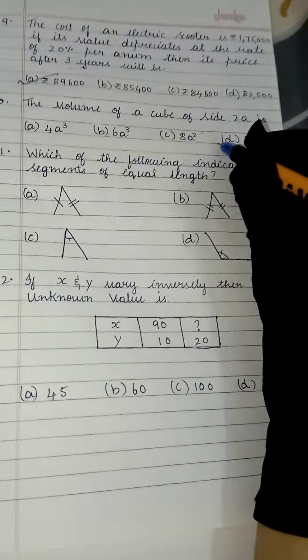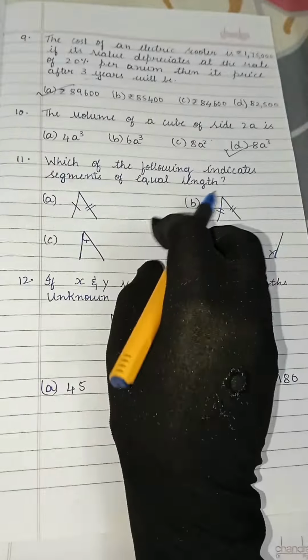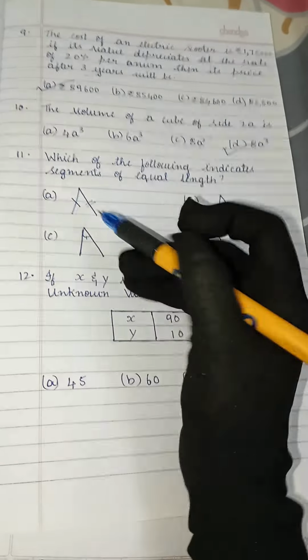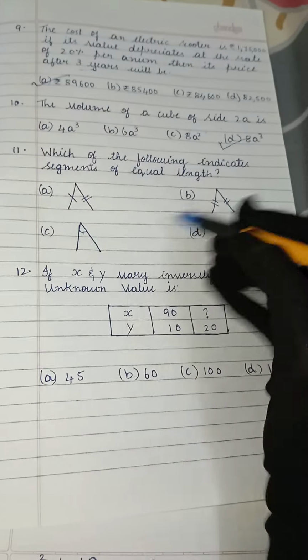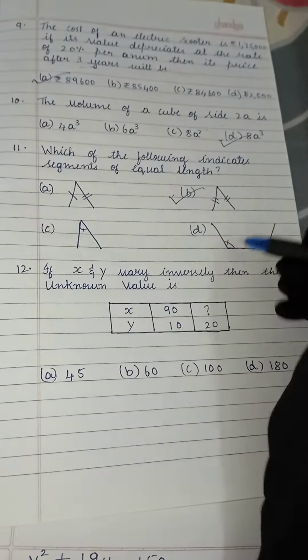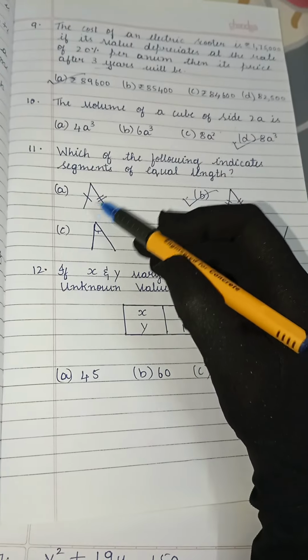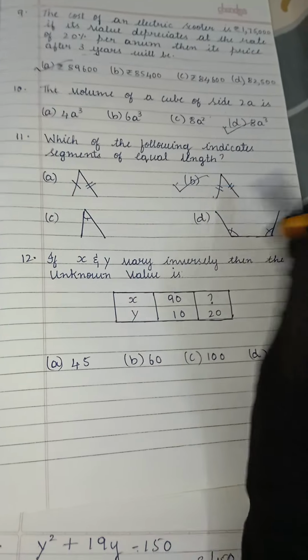We'll mark option D here. Which of the following indicates segments of equal length? See, which is equal here? Obviously this one. See, this is equal. Here angles are equal. Here it is not equal. This is the right answer.